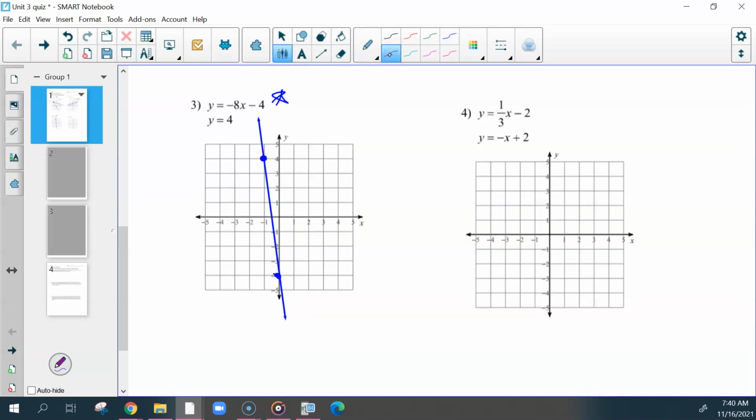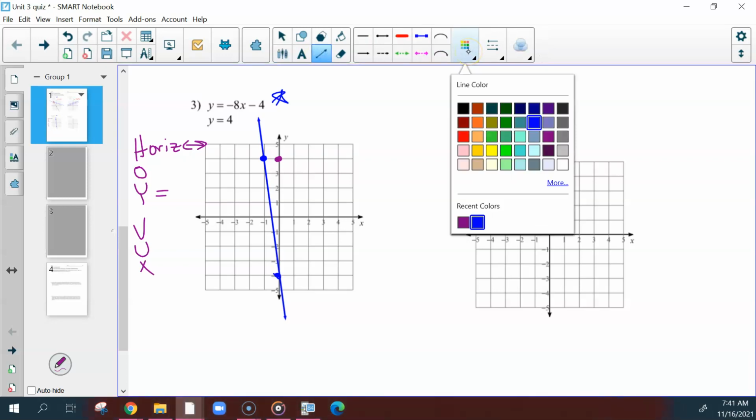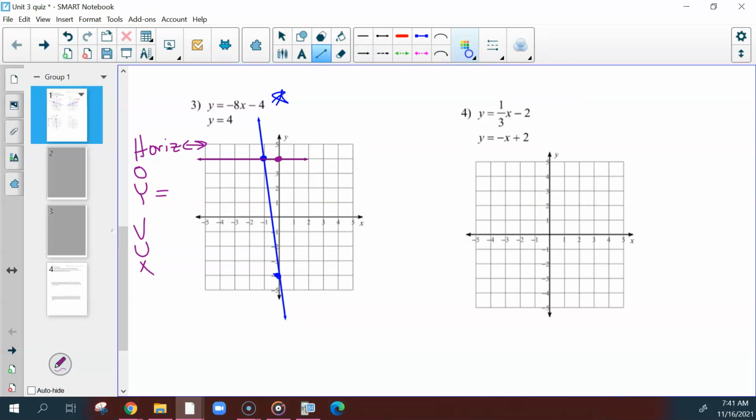The other line, if you weren't sure, you could have written down your horizontal line rule. This is a y equals, so it has to be a horizontal line. So when y is 4, you're going to draw a horizontal line through that point. And then the point where they cross would be this point right here: -1, well, +4.